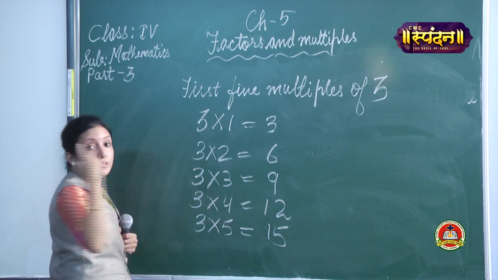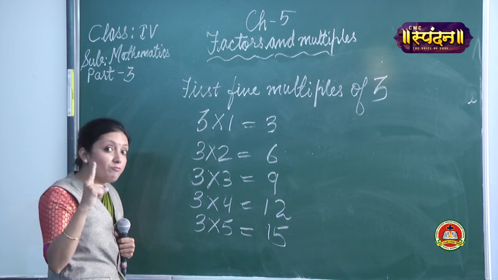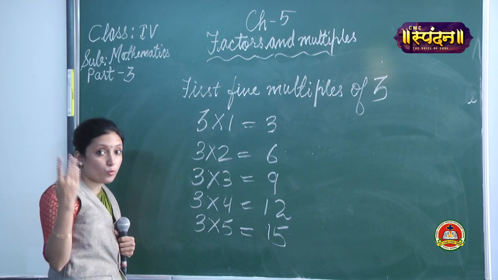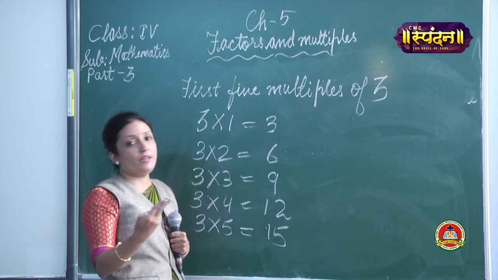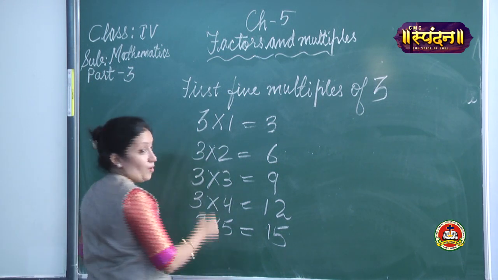First 5 multiples of 3. First 5 multiples. I am not asking you 10 or 20. I am asking you only the first 5 multiples. So according to the question only we have to answer. Okay. So now let us see.